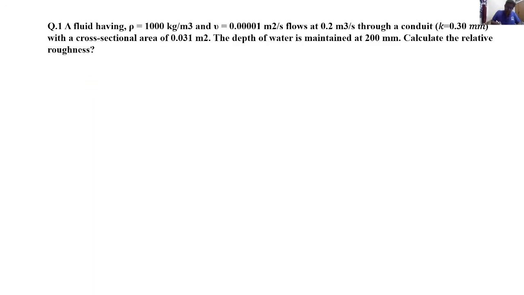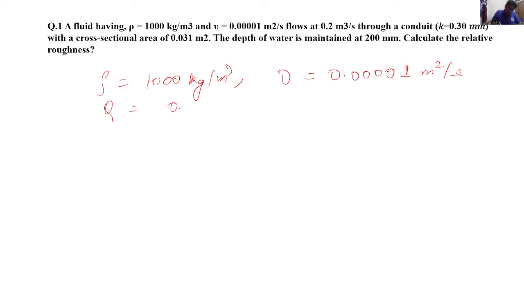So, density is 1000 kilogram per meter cube. The kinematic viscosity is 0.401 meter square per second. Q, or the discharge, is 0.2 meter cube per second. K is 0.30 mm. The cross sectional area is 0.031 square meters. And the depth of the water in the cross section is maintained at 200 mm.